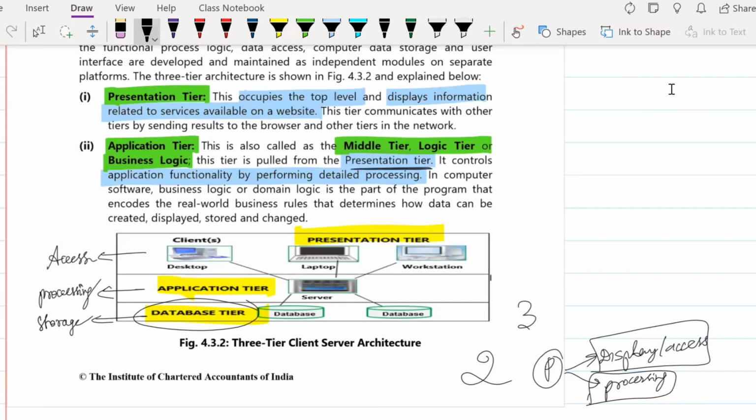Now what happens in three-tier architecture is that this job gets split into two tiers. One, you have your presentation tier, which helps present whatever information you ask for or search. And the application tier is the tier where the processing is going to happen. So you have the presentation tier, application tier, and storage, database tier.